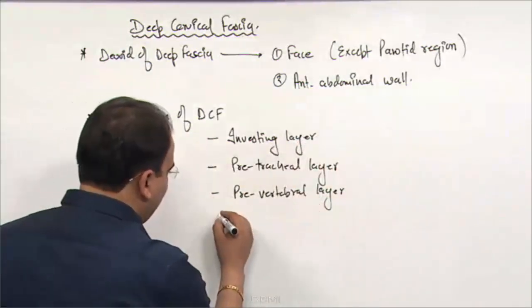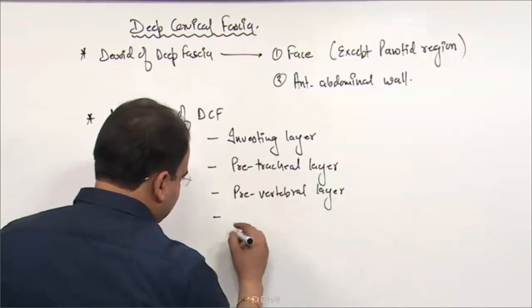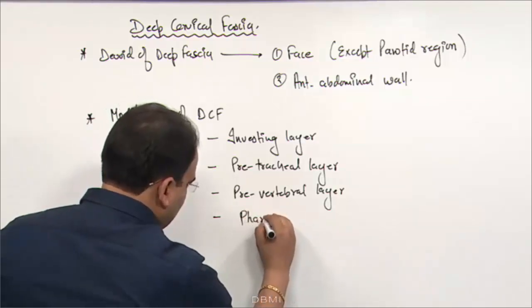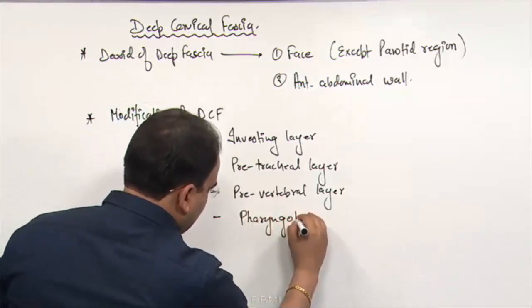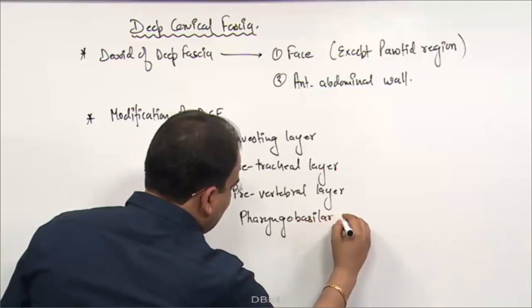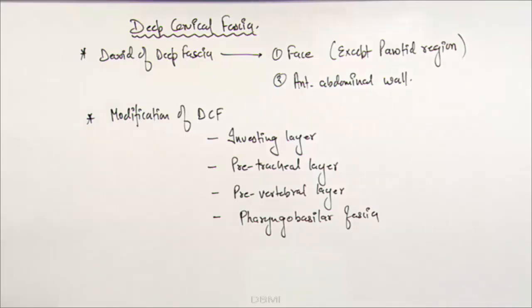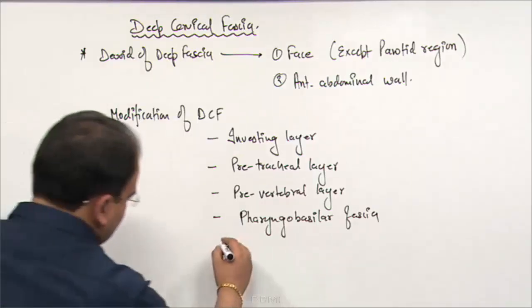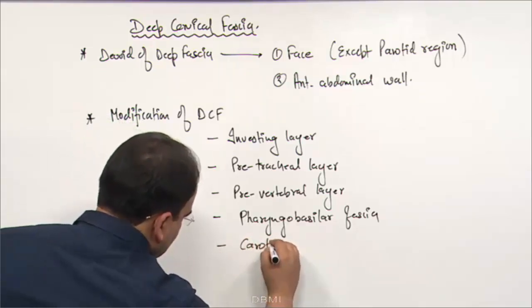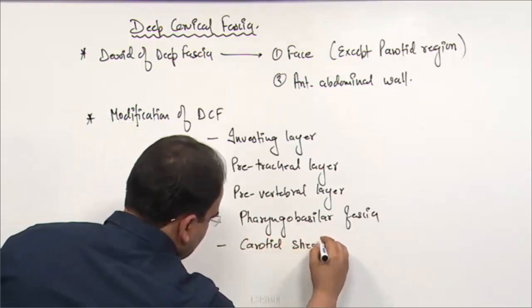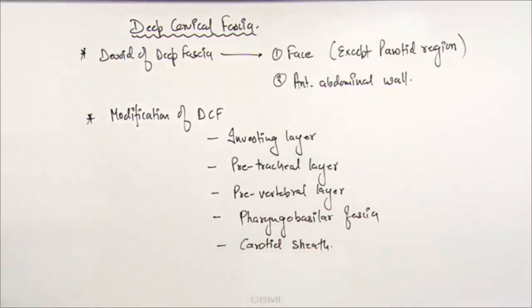They are also the modification of deep cervical fascia, like pharyngobasilar fascia, carotid sheath.